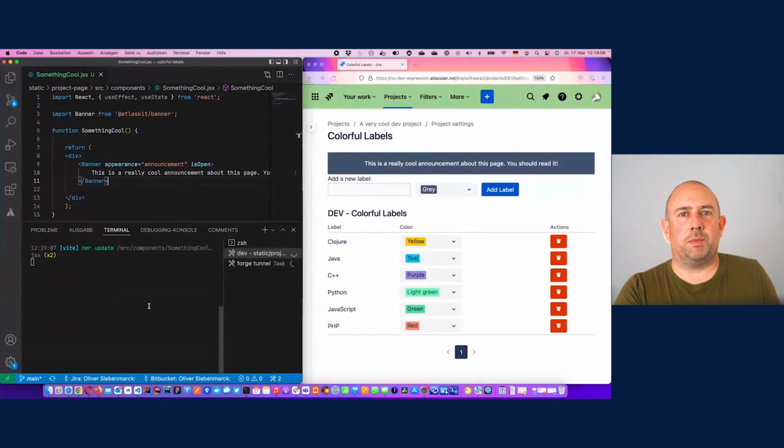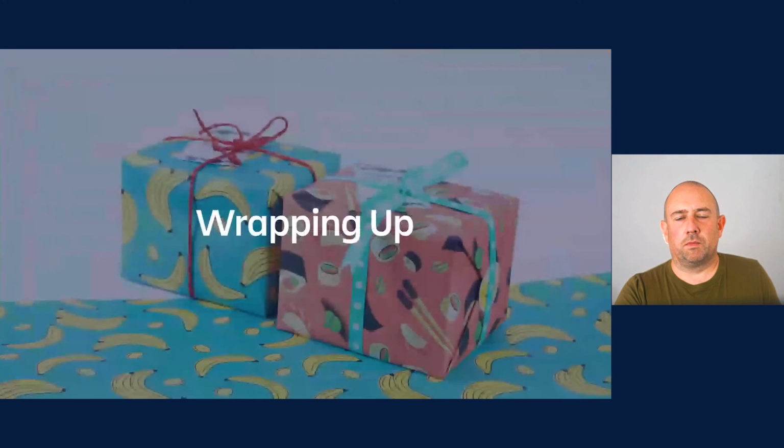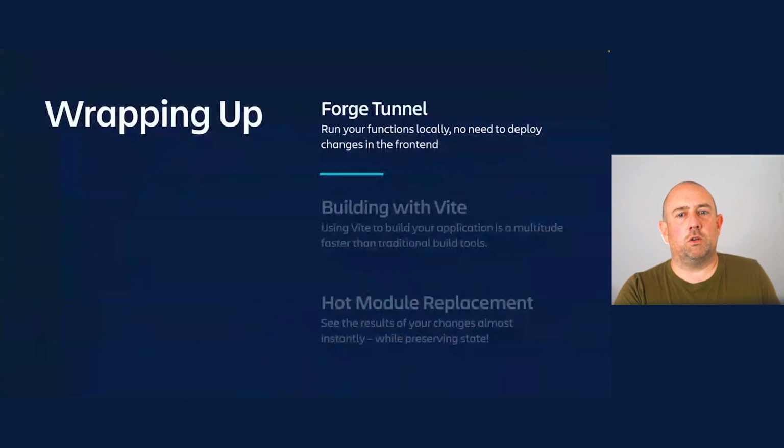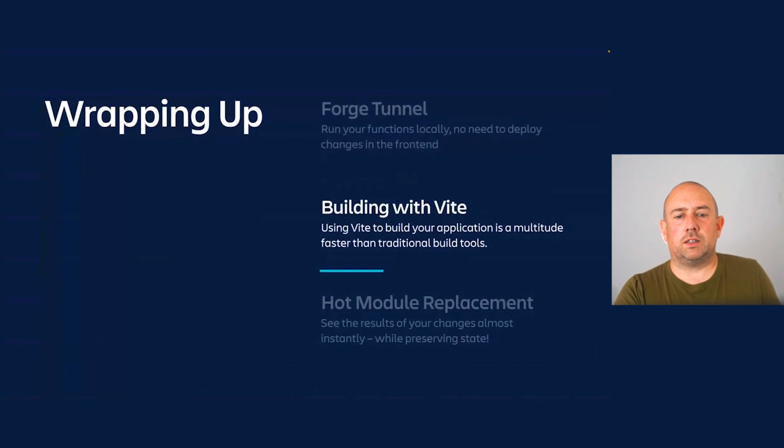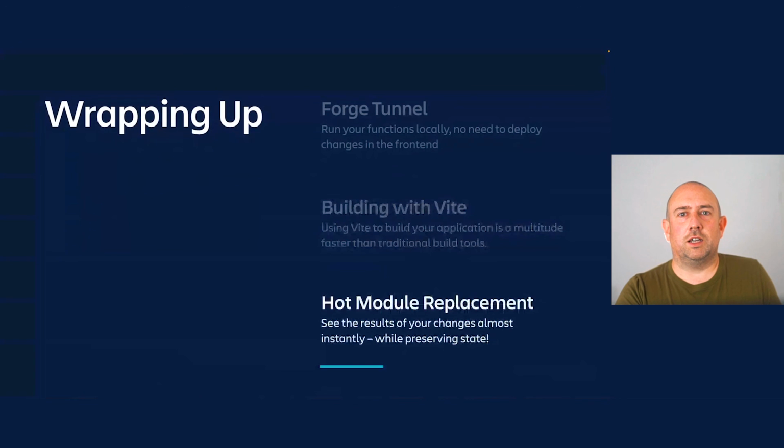So, wrapping up, what did we see today? We saw how Forge Tunnel can help you run your code locally. There's no need to redeploy for changes on the front end or even your functions. We saw that building with Vite is a lot faster, and really a lot faster. And we learned about hot module replacement and how that basically is instantly seeing what you change in the code live in the browser.